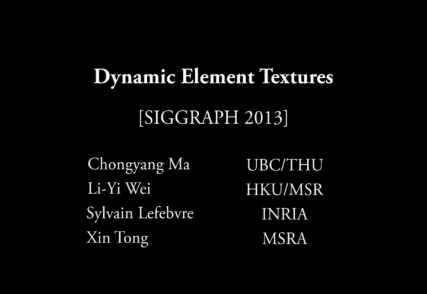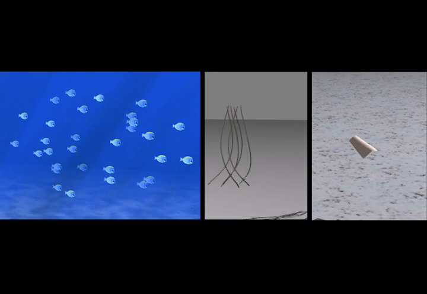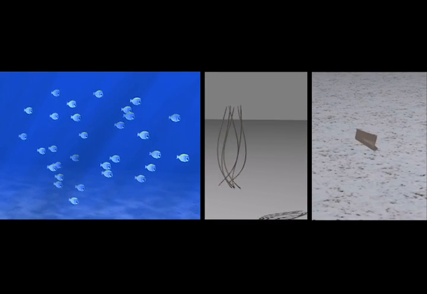We present dynamic element textures, a general-purpose methodology to analyze and synthesize a variety of dynamic effects, including herds, threads, and sheets. Our method can control the output in both the coarse motion and fine scales.